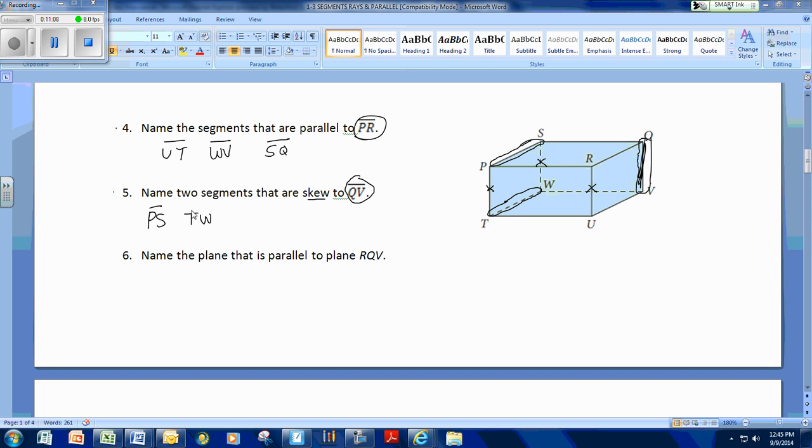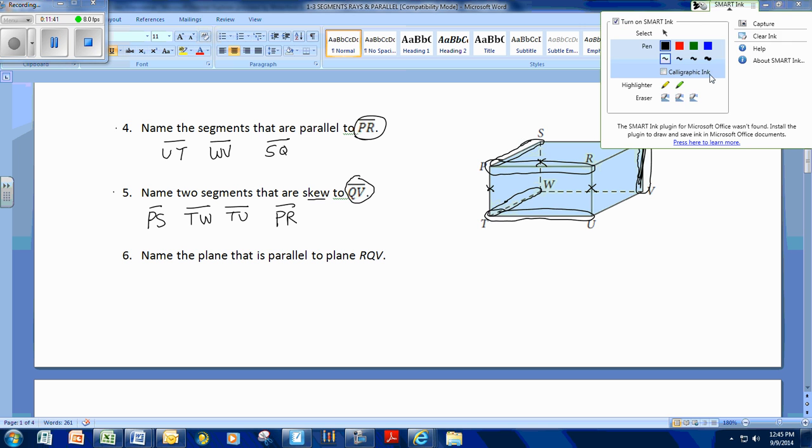TW works. And there should be one more. Let's see. How about TU? And I think there's another one. PR. Okay, those segments are going in different directions, but will never intersect that segment QV. All right?